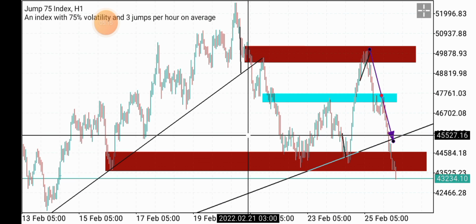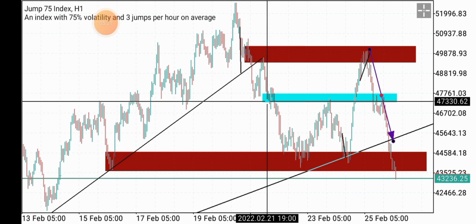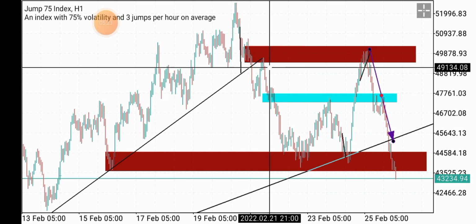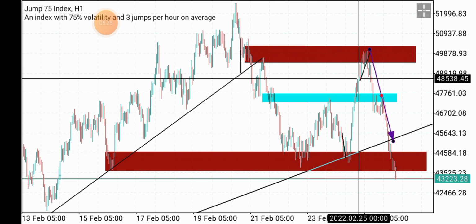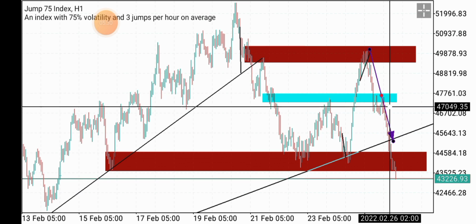and I marked this zone. So I knew that when price will be coming back, there will possibly be a rejection in one of the zones. So I forecasted this zone to be the zone in which price was going to get rejected, and that's exactly what happened. And you see how price moved in our favor.